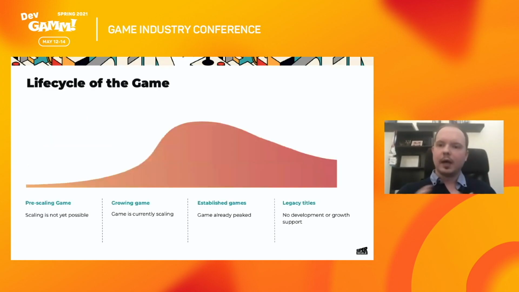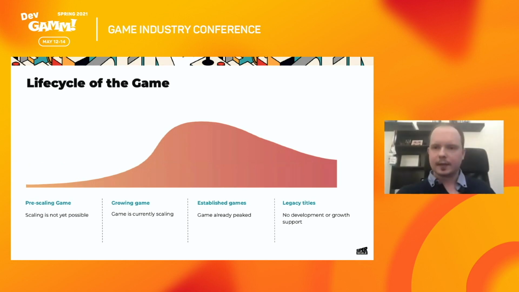So first of all, we have to talk about the lifecycle of the game, because data science has different relevancy based on the phase of the product. Starting with the pre-scaling game, going through the growing game, where the game starts to scale, then established games, where the game has already peaked and is getting much of the players and the revenue, and the legacy titles, which are already stable products, very long-term.